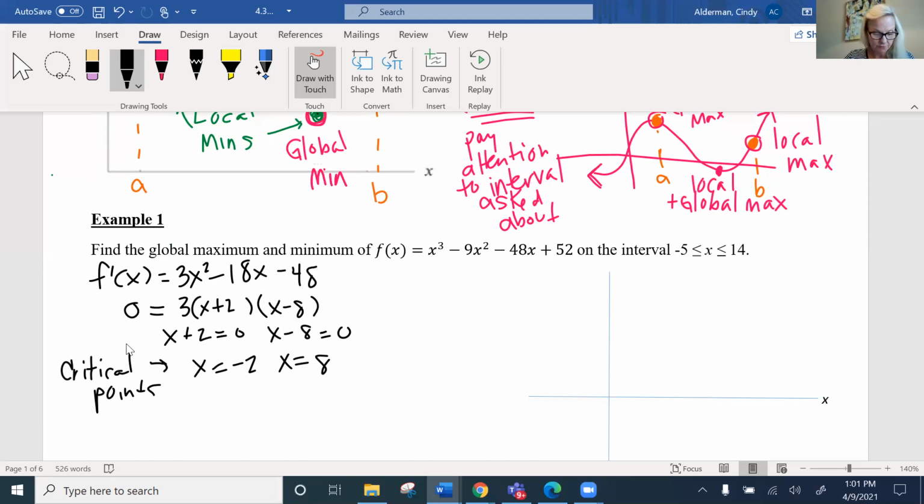Those are the x values of the critical points. Now what we're going to do is evaluate the original function at those two critical points. If you put 2 into the original function, you get 104 out. And if you put 8 into the original function, you get -396.